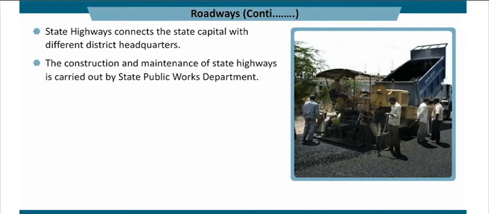The construction and maintenance of state highways is carried out by the State Public Works Department. The state highways run to a length of 1,31,899 kilometers. For instance, Kadalur-Viluppuram Road.